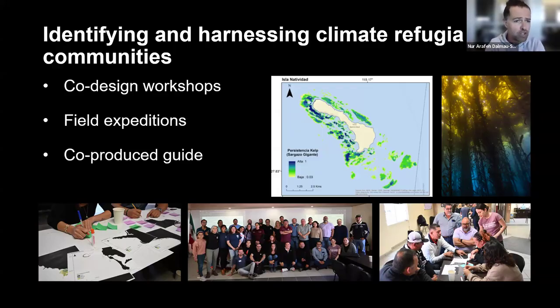Then we used this information through a series of workshops and meetings with more than 50 participants of the local communities, agencies, and NGOs to provide insights from all of this knowledge, see if these refugia maps made sense, and also define what a climate refugia is for the region. So throughout all of these workshops, we validated these maps, improved them, and then used them to co-produce a climate adaptation guide for refugia in Mexico.